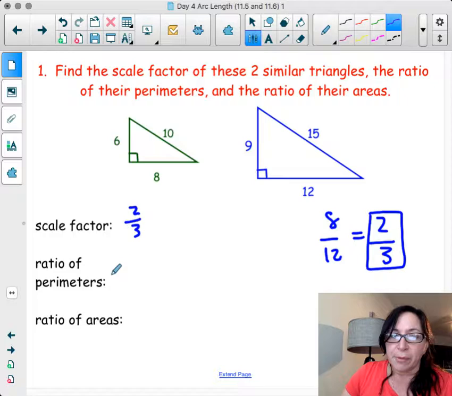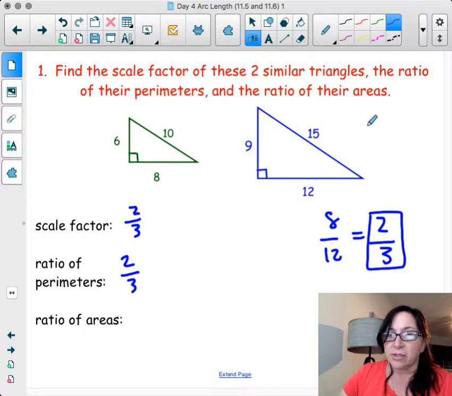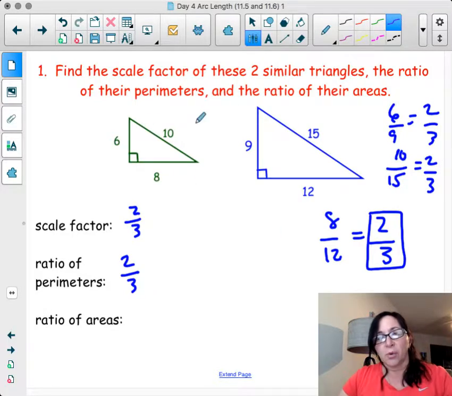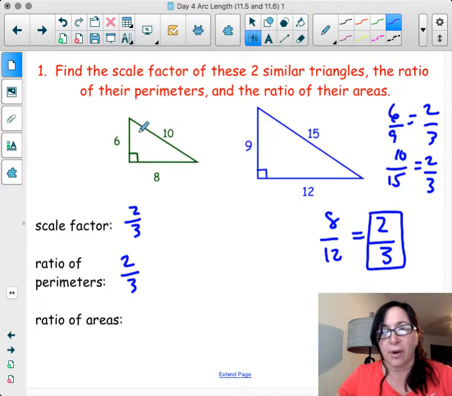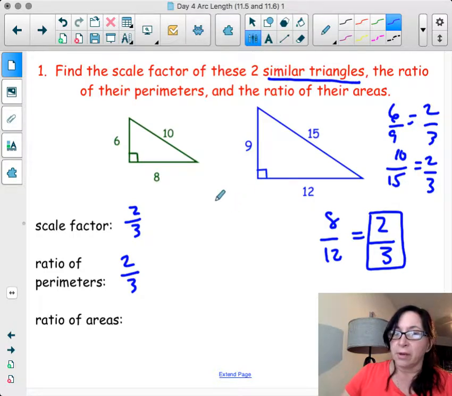Okay. The ratio of the perimeter is exactly the same thing. Now, a couple of things before I just tell you that, and I'm going to show you that. What happens with the scale factor is I chose 8 to 12. You actually can just choose 6 to 9. And if you reduce that by 3, you get 2/3. I could have chosen 10 to 15 and reduced by 5 and get 2/3 again. So it doesn't matter which side you choose; you're all going to have the same scale factor. So if the triangles are similar, and that's really important.